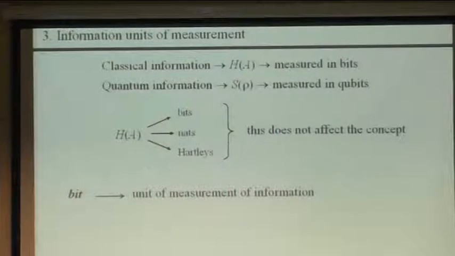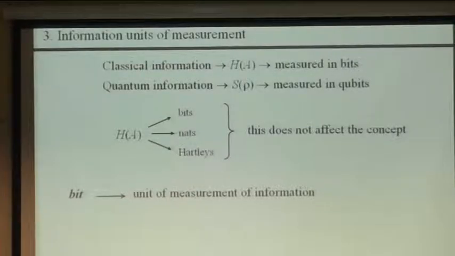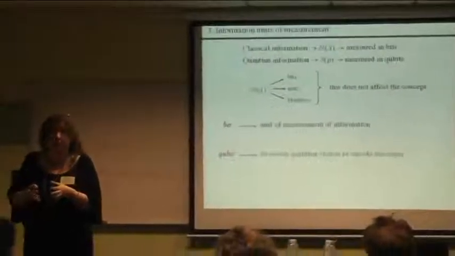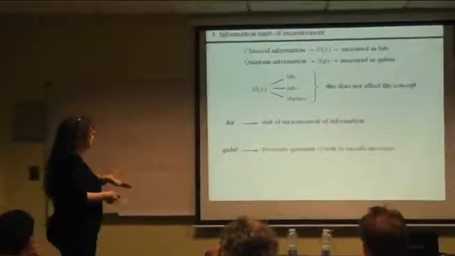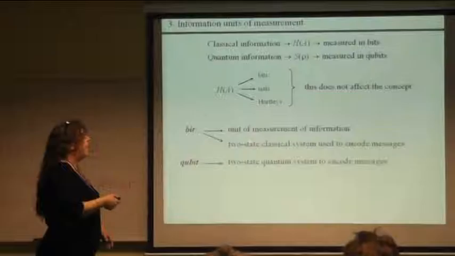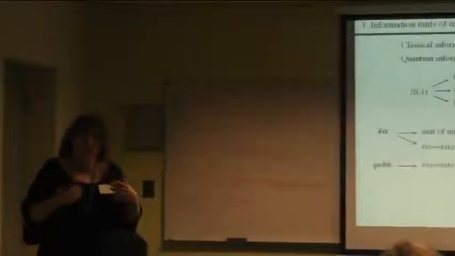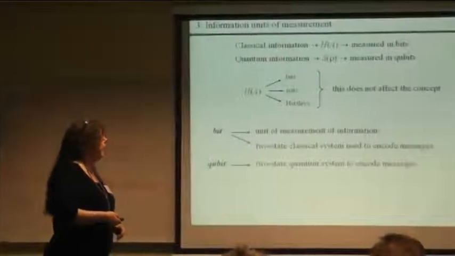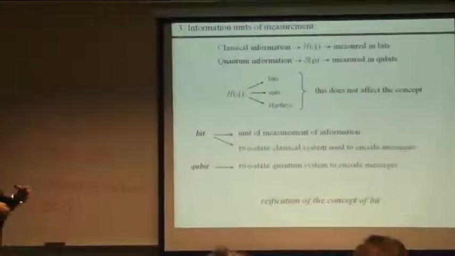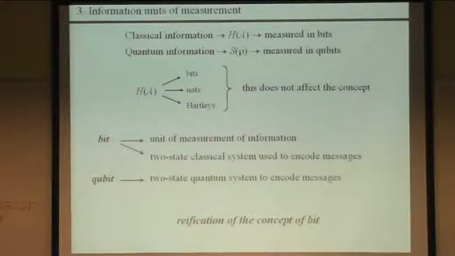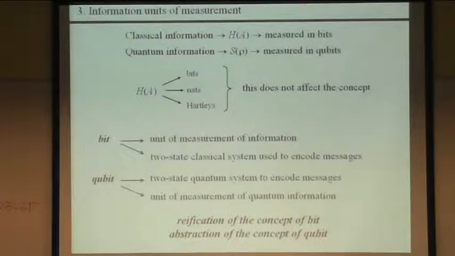So the bit began to be conceived as a unit of measurement of information. And the qubit, on the contrary, began to be conceived as a two-state quantum system to encode messages. But then, slowly, this meaning passed to the classical part, and bit began to be considered as a two-state classical system used to encode messages too. So there was a kind of reification of the concept of bit passing from the quantum to the classical side. At the same time, qubit began to be considered as the unit of measurement of quantum information. So there was a kind of abstraction of the concept of qubit, on the other side.